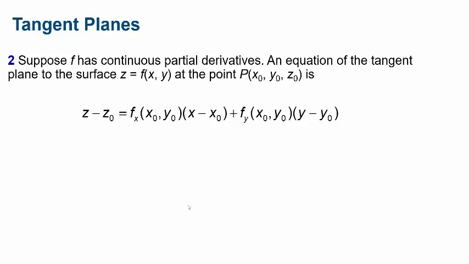Suppose f has continuous partial derivatives. An equation of the tangent plane to the surface z is a function of xy at the point x sub 0, y sub 0, z sub 0 is just the following. z minus z sub 0 is equal to the partial derivative of f with respect to x evaluated at x0, y0 times x minus x0, plus the partial derivative of f with respect to y evaluated at x0, y0 times y minus y0. All you really need to do is find the partial derivatives here and then just follow the equation.